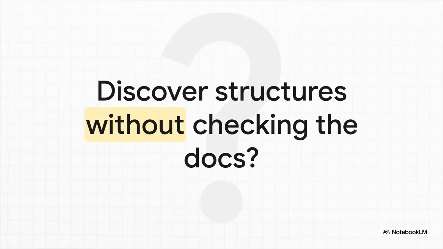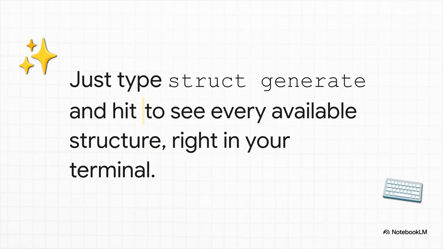Okay, for those of us who basically live in the terminal, this next feature is an absolute game changer. You know that friction, right? When you have to stop what you're doing, open a browser, and search the docs just to remember the exact name of a template? Well, what if your terminal just knew? And boom, there it is. You type struct generate, you hit the tab key, and you get a complete list of every single built-in and custom structure that's available to you. It makes the tool's entire power discoverable without ever having to leave your command line.